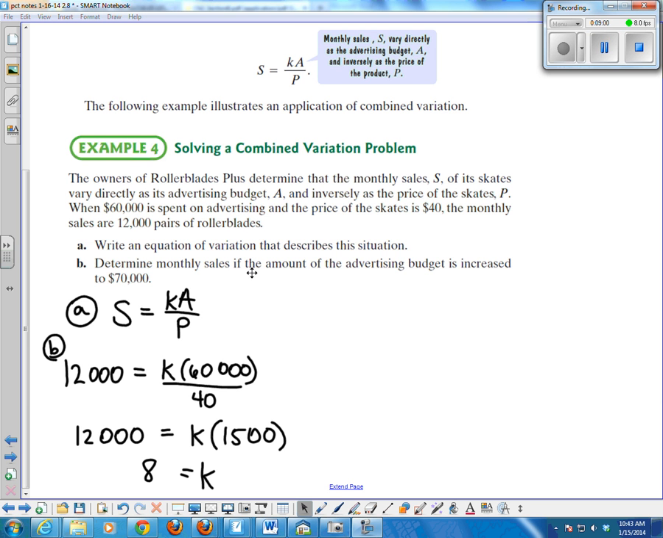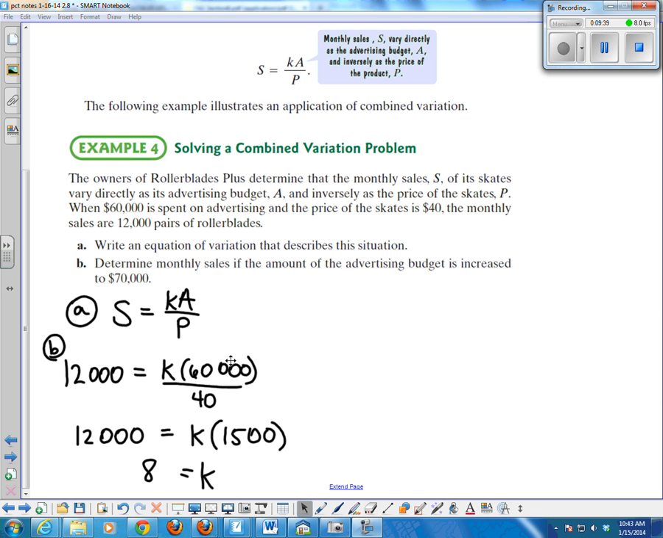Part B, determine the monthly sales if the advertising budget is increased to 70,000. So we need to use the trio of numbers that they gave us here, 60,000, 40, and 12,000, to determine the constant of proportionality. So we put 12,000 in here for the sales. That's from right here. 60,000 is the advertising budget, so that's from right here. It goes in for A. And the price of the skates is $40, so that's the P here in the denominator.